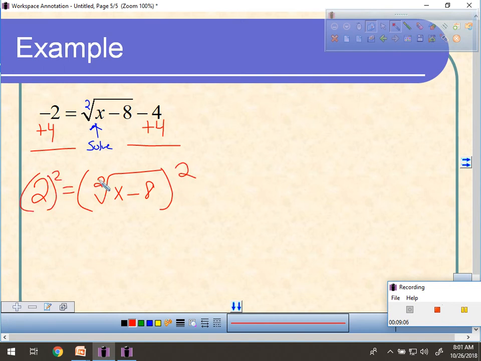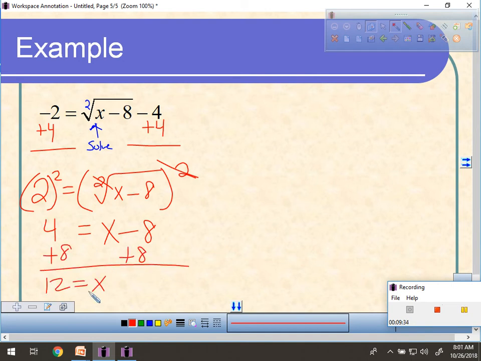And so if you notice, the square and the square root cancel out, and that leaves me x minus 8. So I get the square root of x minus 8 squared. The square and the square root cancel out. That leaves me x minus 8. And then on the left-hand side, I'm going to just square that. So 2 squared, that gives me 4 over here on the left. And then I've almost got it. I just got to solve this for x. So I'm going to add 8 to both sides. So that gives me 12 is equal to x. And that will be my answer for that one.